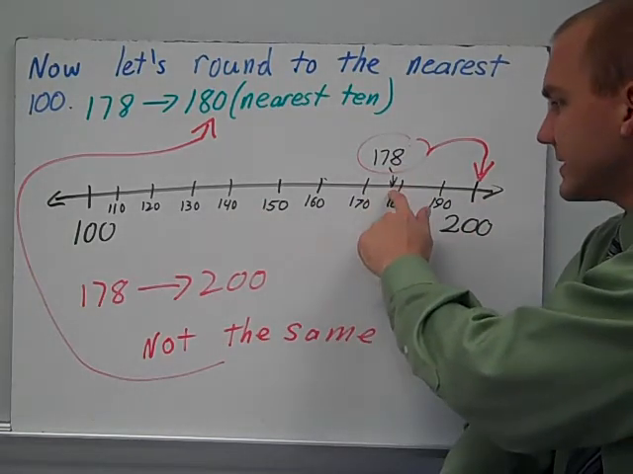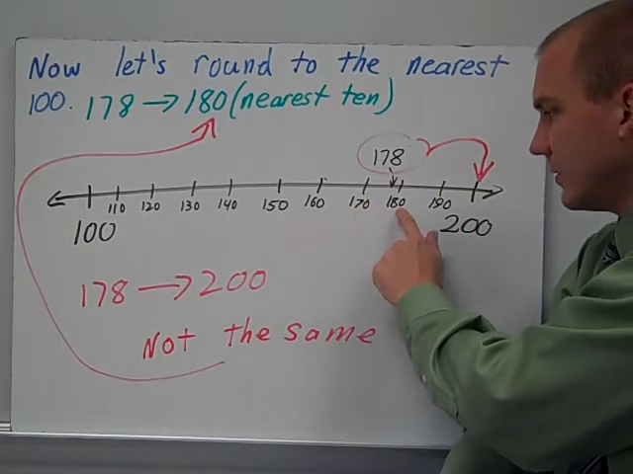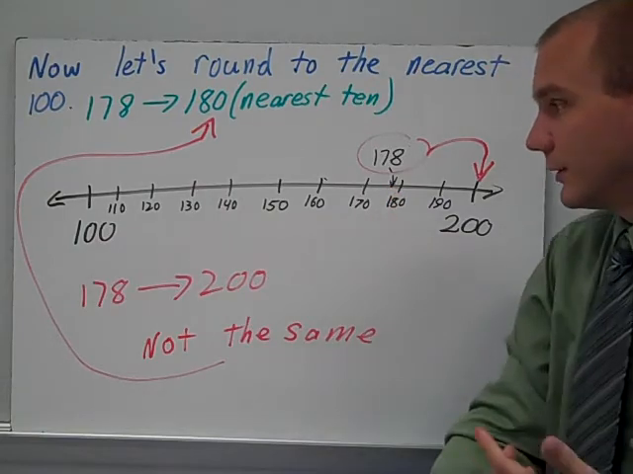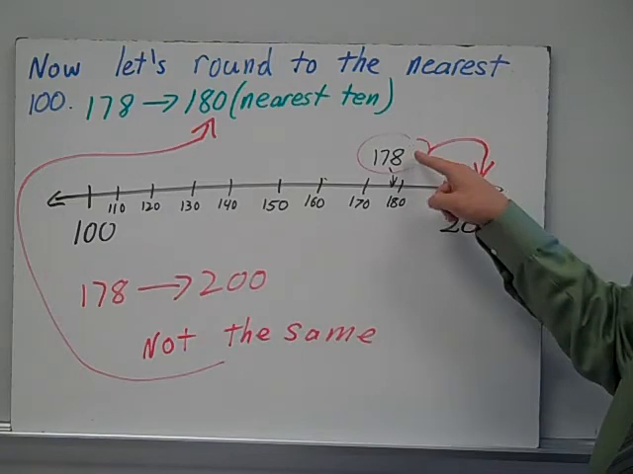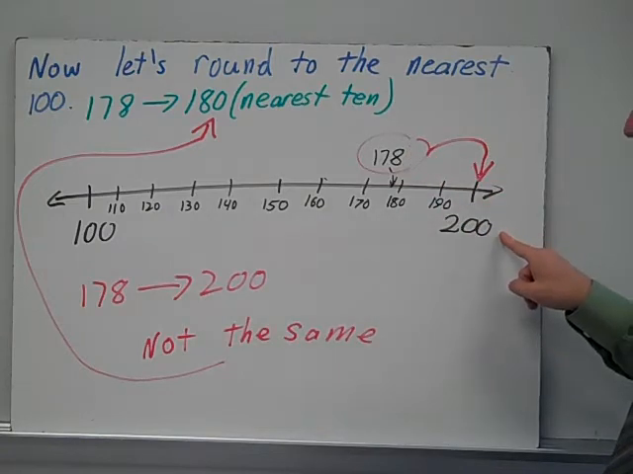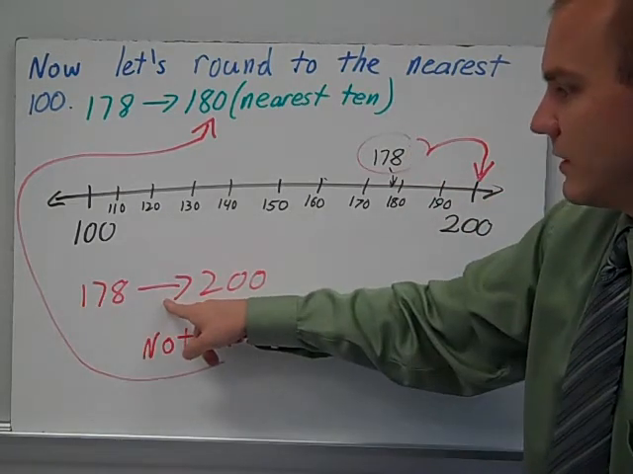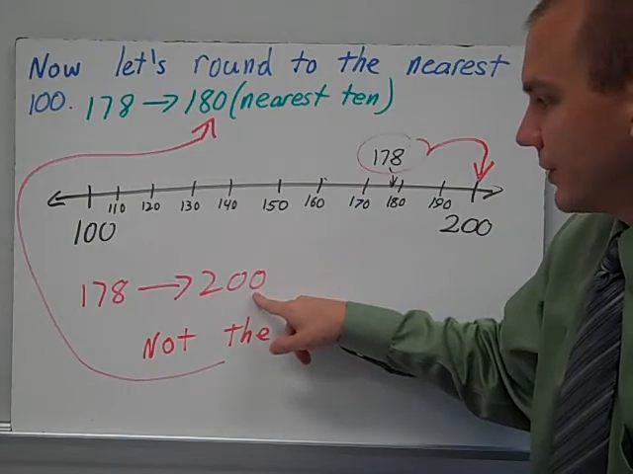And I found 178 can be between 170 and 180. And I placed it on the number line. At that point, if you just kind of step back and look, well, wow, that's closer to 200. So 178 would round to 200.